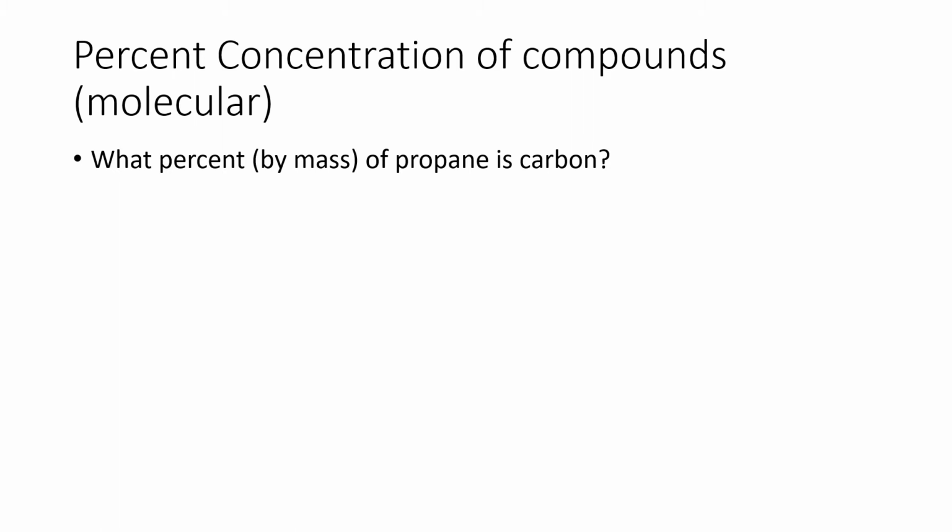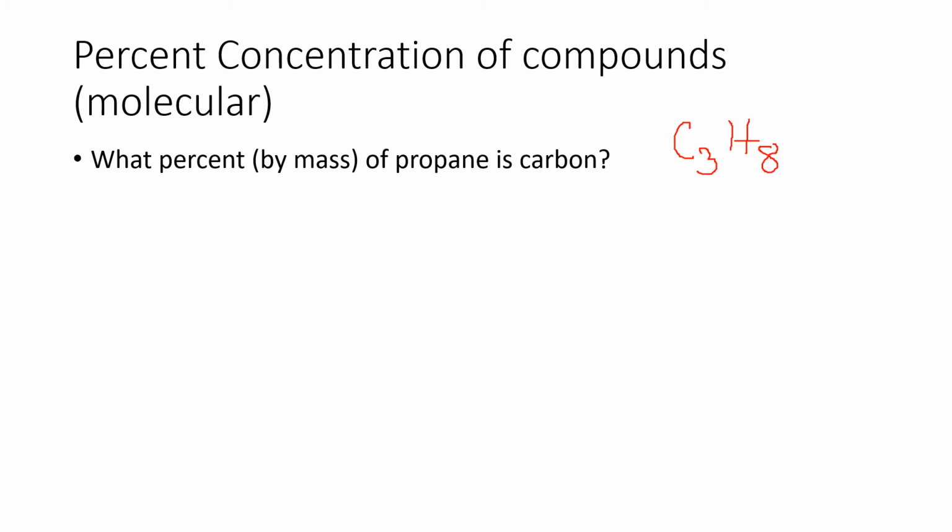So for molecular compounds, this is going to work the same way. Now, in this case, I'm asking, what percent by mass of propane is carbon? I guess you do need to know, and y'all don't have any way yet, that propane is C3H8. So we're going to use that just like we did the sodium and the chloride in the previous slide in order to calculate this.